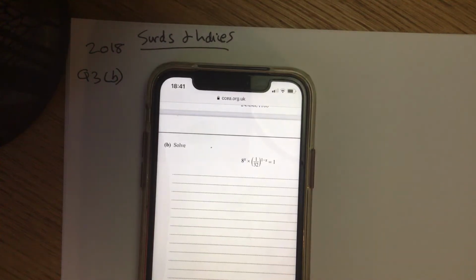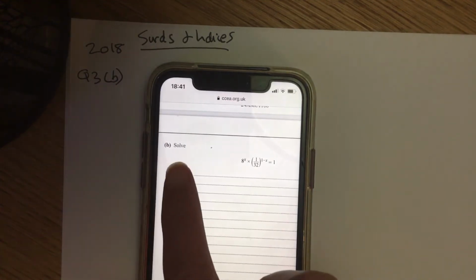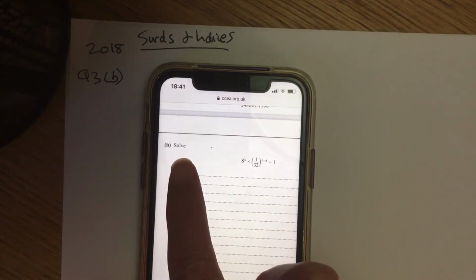Okay, I'm going to start with surds and indices. And the first question we're going to look at is 2018, question 3b. You'll see the question says solve. That means it's going to be an x equals answer.